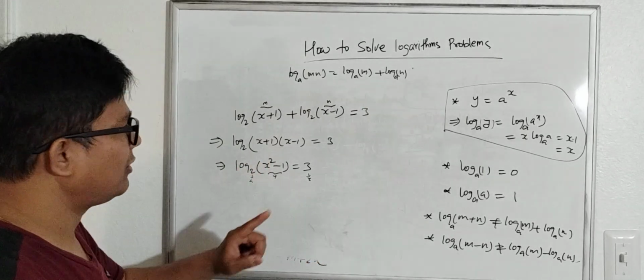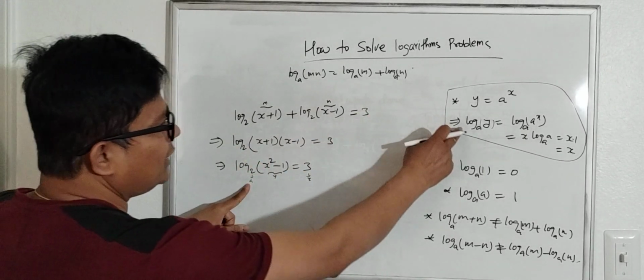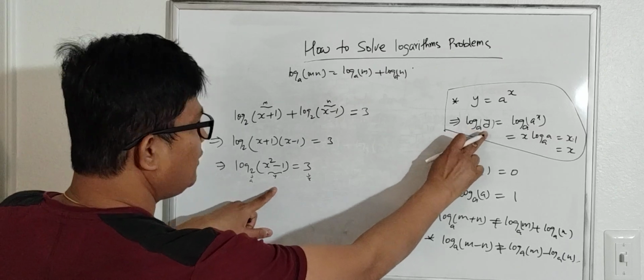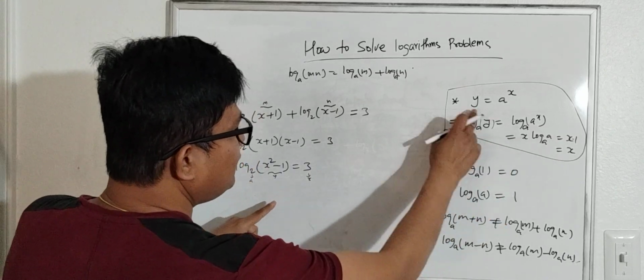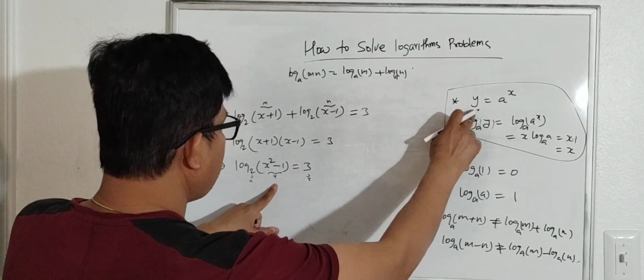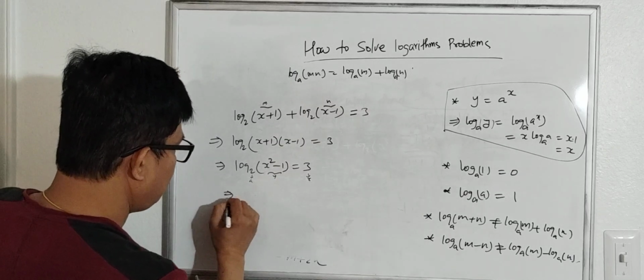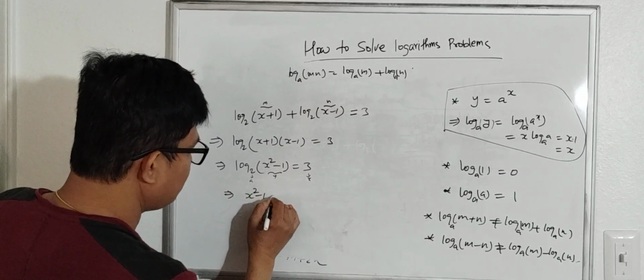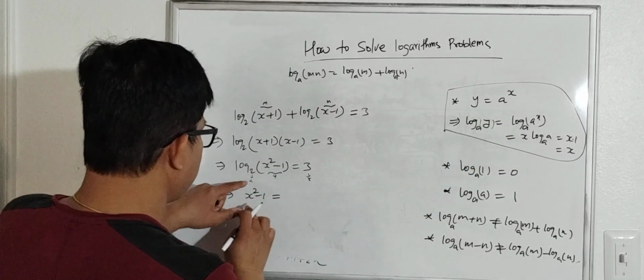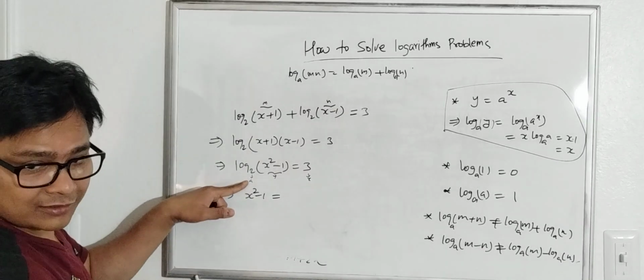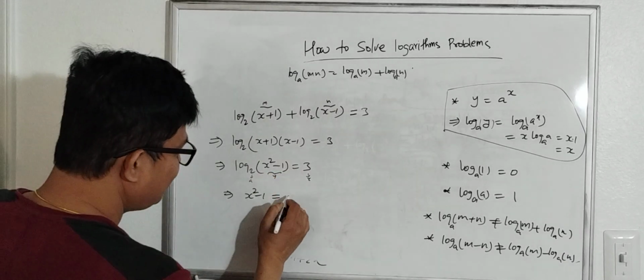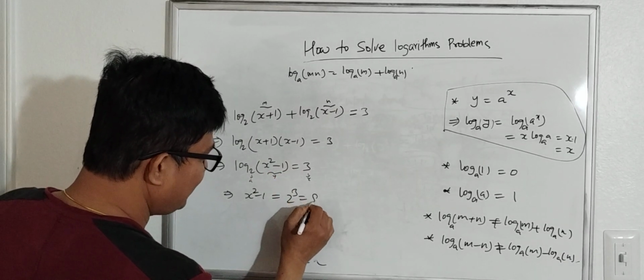So let's get rid of log. To get rid of log, use this thing. Now you have log a y is equal to x. So that means y is what? Y is what? X square minus 1 is what? A power x. A is what? 2. X is 3. So 2 power 3. 2 power 3 is 8.